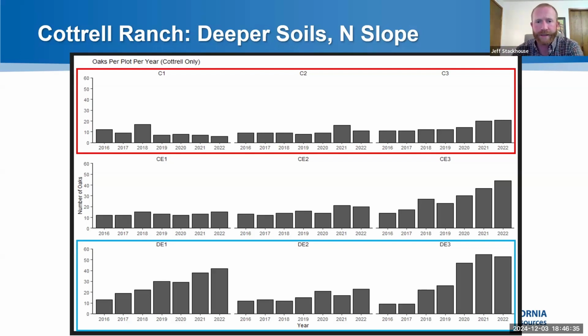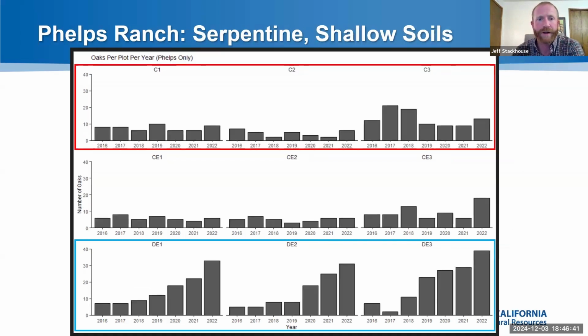And again, you'll see these data again, but it gives you an idea that there seems to be some sort of a trend here on Cottrells. And then you look at the Phelps Ranch, which is in southern Humboldt. Cottrells is out by Bridgeville. Then you go to southern Humboldt, on a ranch that is really serpentine soils, probably only open because of the soils. So pretty rough ground.